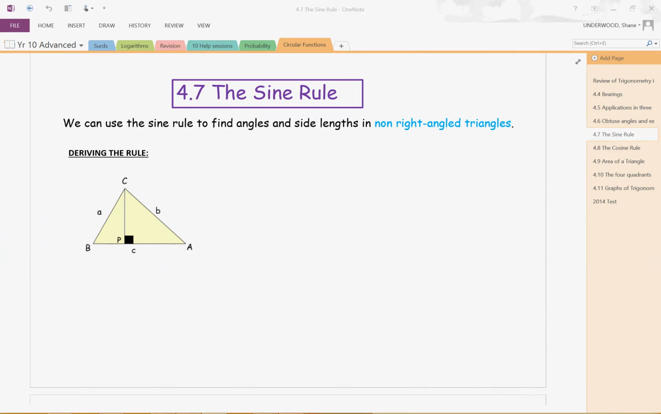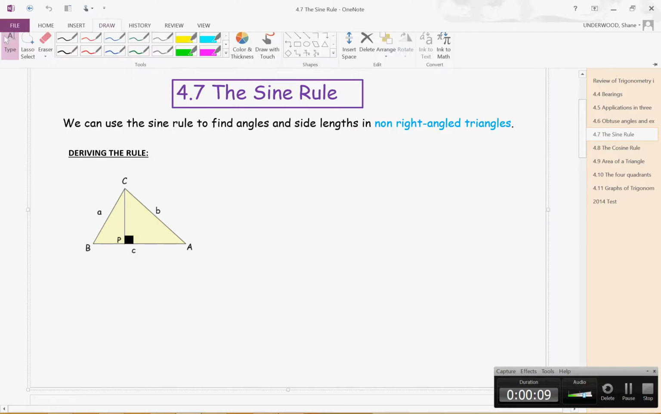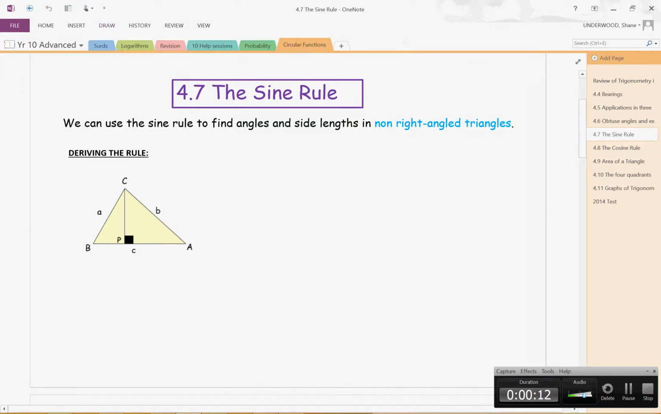All right, so Sine Rule, what is it? Well, I'm going to just derive it for you quickly because it's actually fairly straightforward. Let's have a look at this triangle here, and this is a non-right angled triangle. In other words, there's no right angle here, there's no right angle here, there's no right angle here.